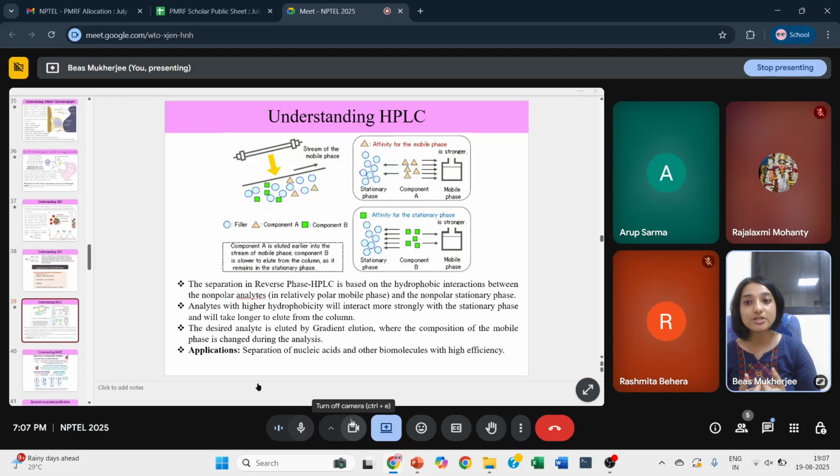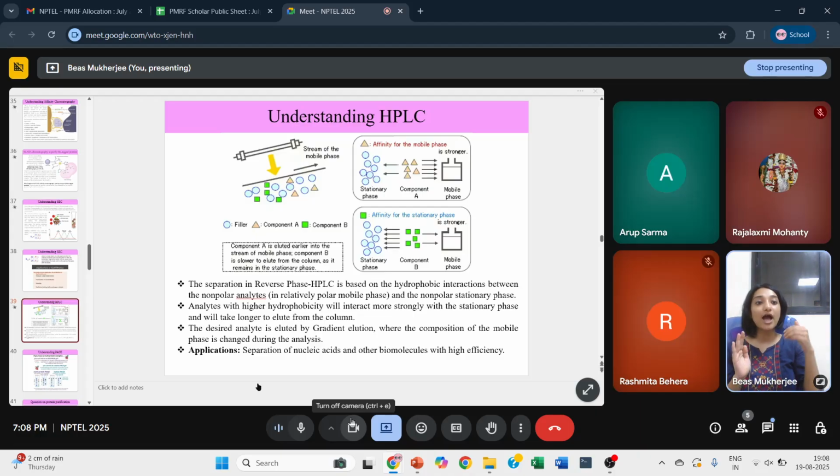Okay, so the separation in reverse phase HPLC is based on hydrophobic interaction between the non-polar analyte in the relatively polar mobile phase and the non-polar stationary phase. So the stationary phase is non-polar and your molecule of interest is also non-polar, but the rest of the mobile phase is polar. So these two bind together due to hydrophobic interactions.